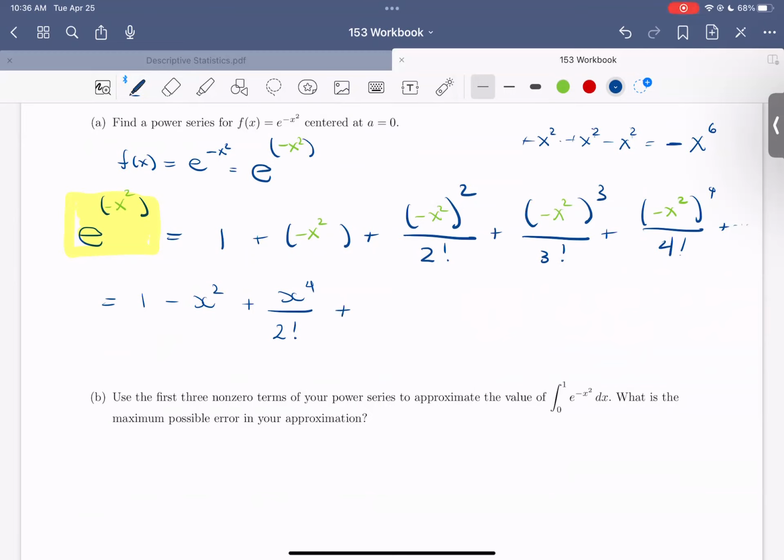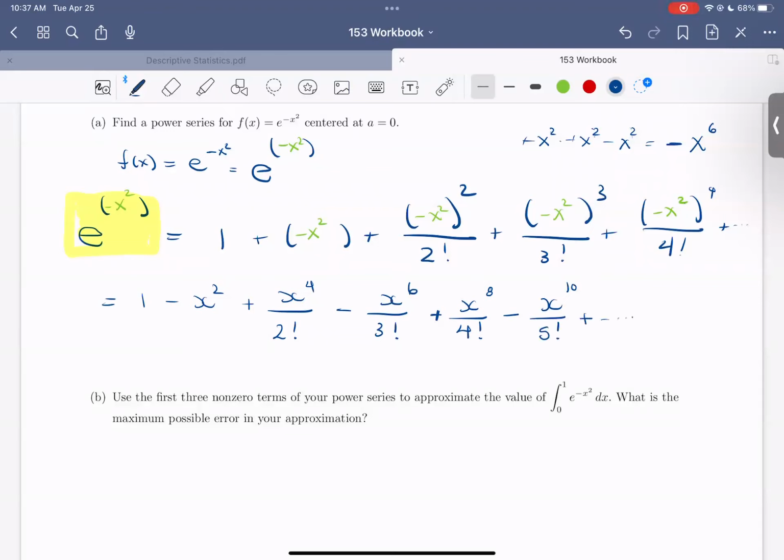This next term would be negative x to the 6 over 3 factorial. So let's do this again with negative x squared to the 4th. So we see that those four negatives would cancel, so I'd get a plus. And then I have x squared to the 4th, which would be x to the 8th over 4 factorial. Now, if I were to do this a couple more times, my next term I'd find would be negative x to the 10th over 5 factorial.